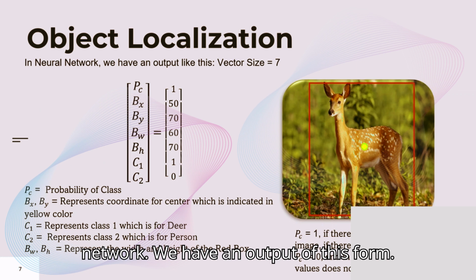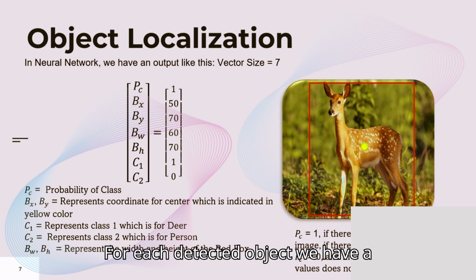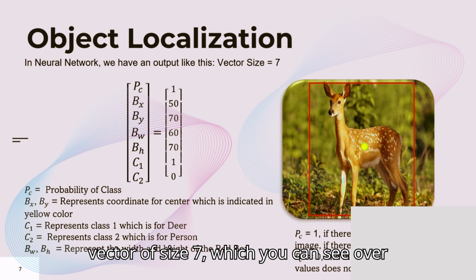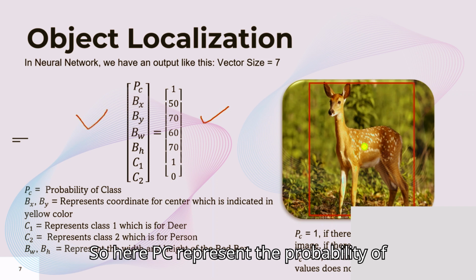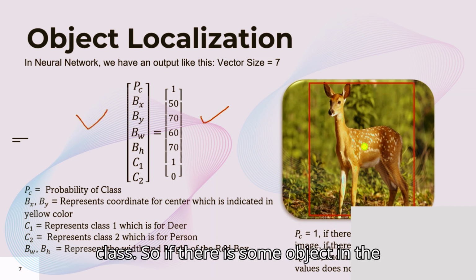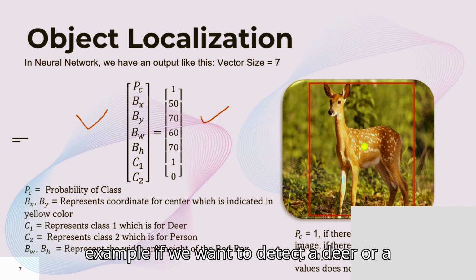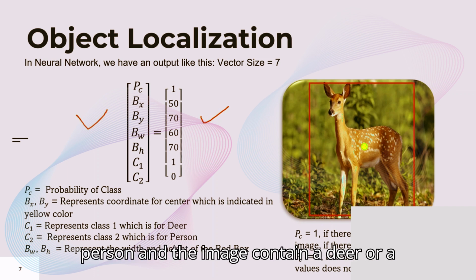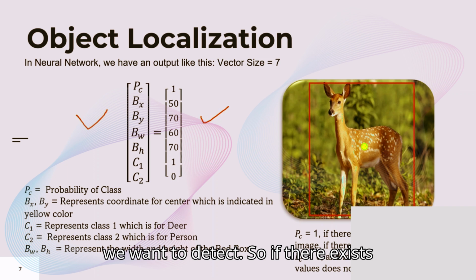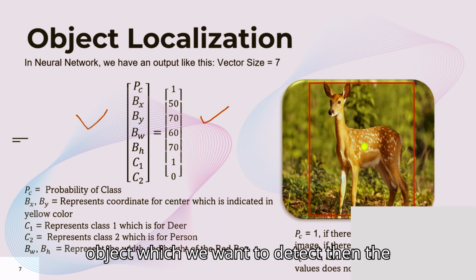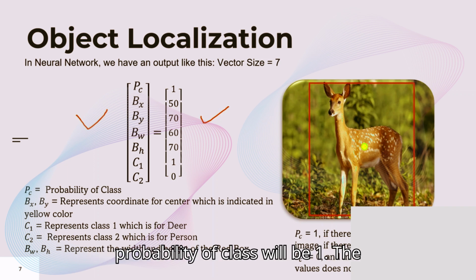Neural network, we have an output of this form. For each detected object, we have a vector of size 7, which you can see over here. So here PC represents the probability of class. If there is some object in the image which we want to detect, for example, a deer or a person, and if the image contains a deer or a person, it means there is an object which we want to detect. So if there exists an object which we want to detect, then the probability of class will be 1.